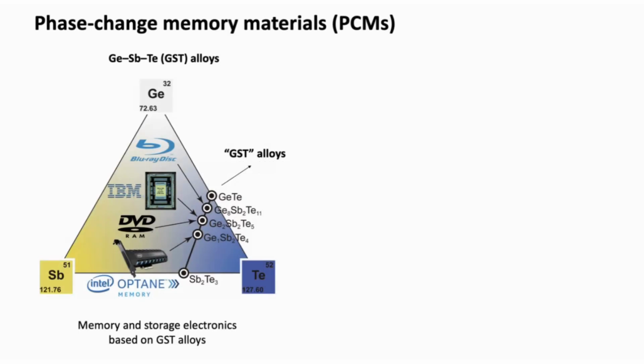Throughout my PhD study, I've been particularly interested in a very special material system, the phase change memory materials. A very classic family of phase change memory materials is located on the binary line between antimony telluride and germanium telluride. These GST compositions have already been used in different optical and electrical memory devices.